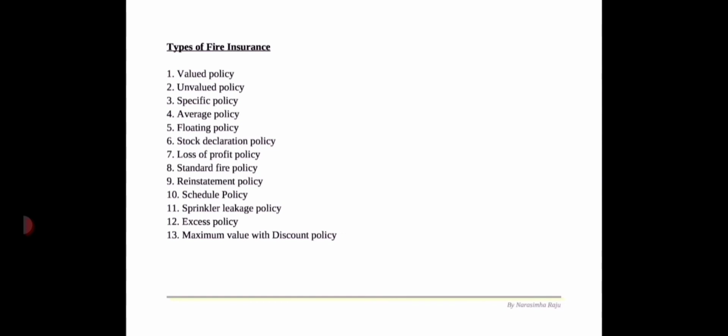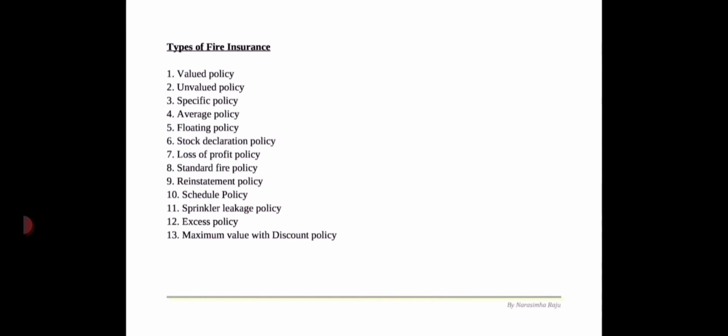For example, the value of the property is 1 lakh. It is insured for 60,000. That means 60% of the total value, and the amount of the loss is 60,000. The insurance company will not pay 60,000 to the policy holder, but will pay 36,000. That is 60% of the 60,000.